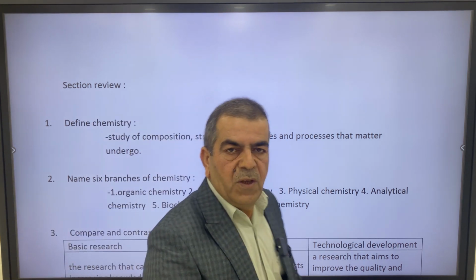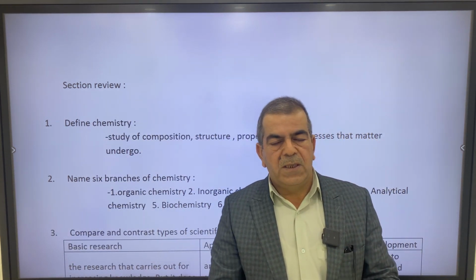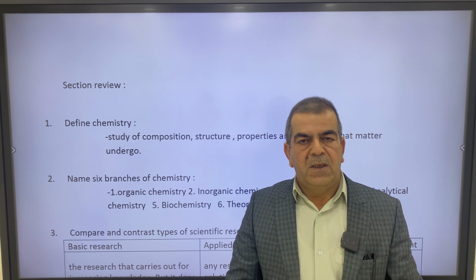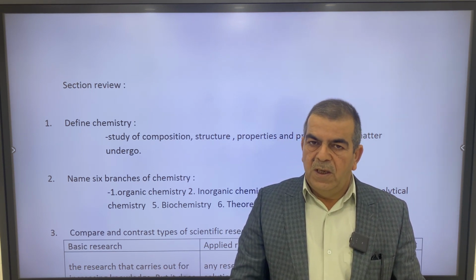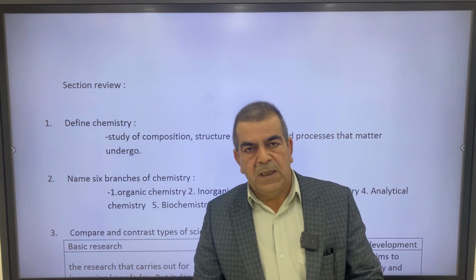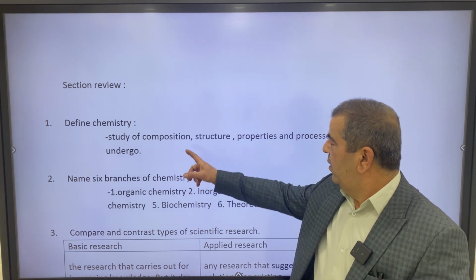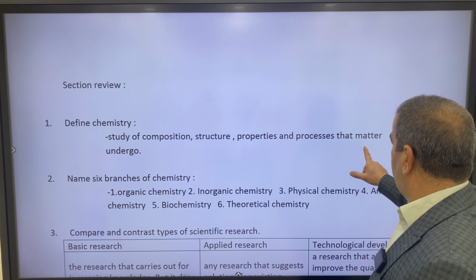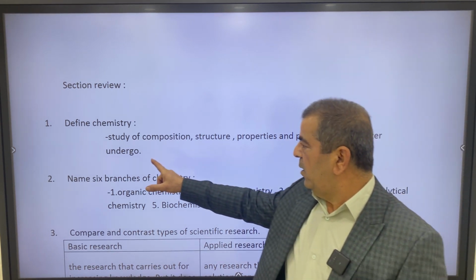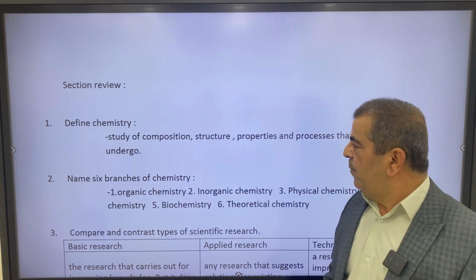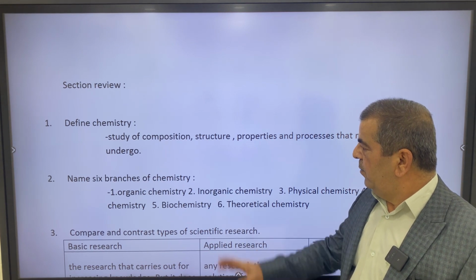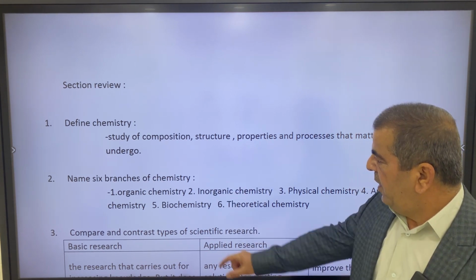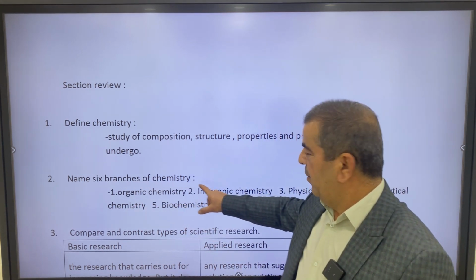Define chemistry. We said before, chemistry is the study of composition, structure, properties, and change that matter undergo. Composition, structure, properties, and processes or change that matter undergo. This is the first question. The second question, name 6 branches of chemistry.